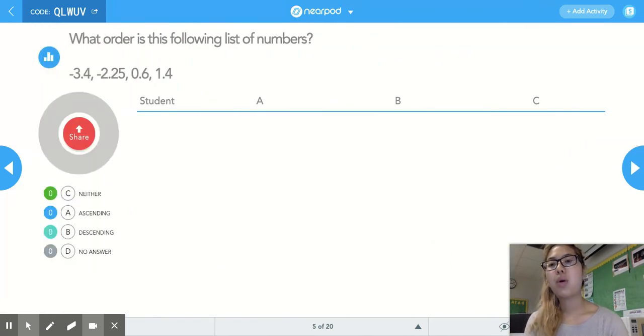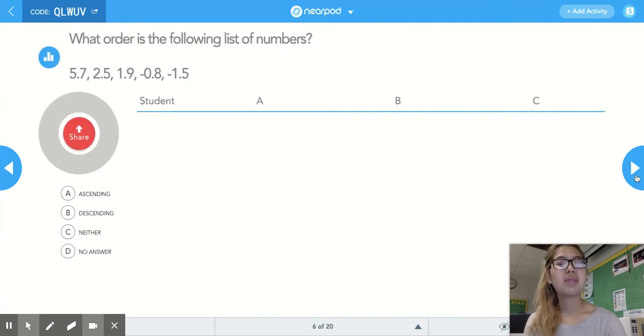So now we have a poll. Which order is the following list of numbers? We have negative 3.4, negative 2.25, 0.6, and 1.4. The answer choices are A, ascending, B, descending, and C is neither. Then we have a second poll asking what is the order of the list of numbers. We have 5.7, 2.5, 1.9, 0, negative 0.8, negative 1.5. And again, the answer choices are A, ascending, B, descending, C, neither.